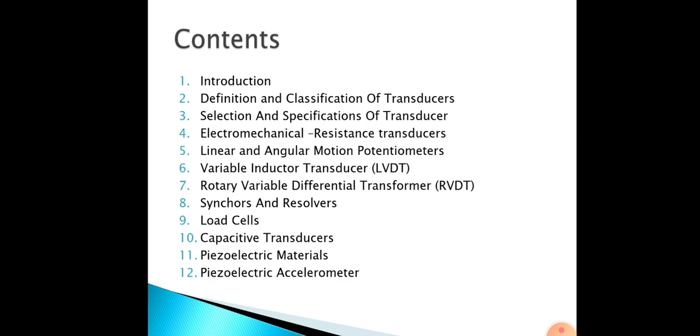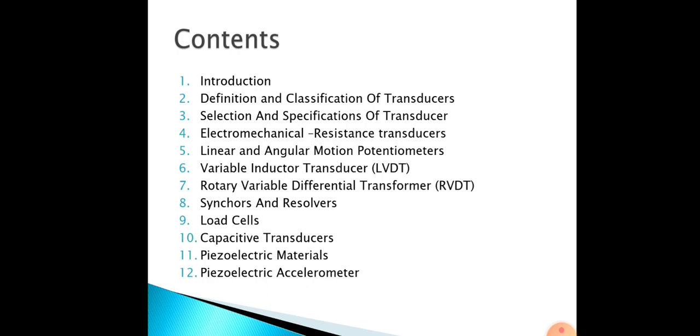First, the contents: introduction, definition and classification of transducer, then selection and specification of transducer, then electromechanical resistance transducer, then linear and angular motion potentiometers, then variable inductor transducer. Then the next one is rotary variable differential transformer, that is RVDT, then synchros and resolvers, then load cells, capacitive transducers, piezoelectric materials, and piezoelectric accelerometer.